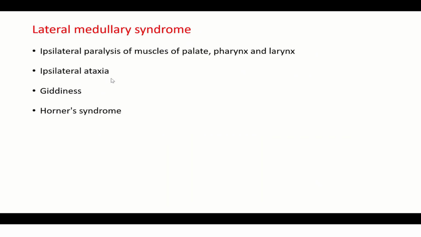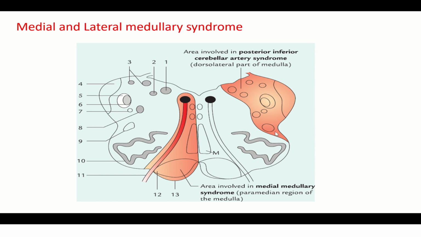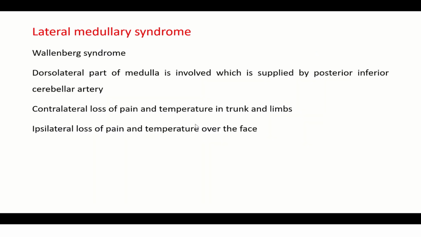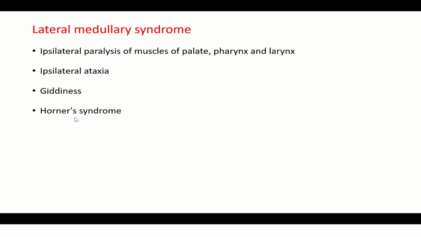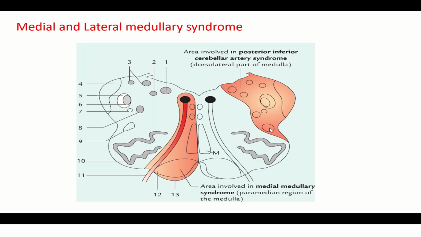And then ipsilateral ataxia, because the cerebellar peduncle is involved, and you can observe giddiness and Horner syndrome. Horner syndrome, because the sympathetic fibres are affected. Giddiness is due to vestibular nuclei involvement.